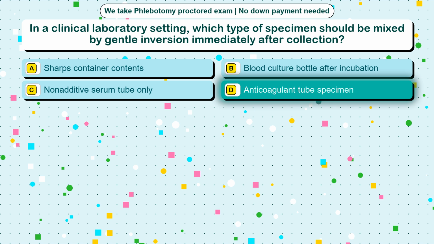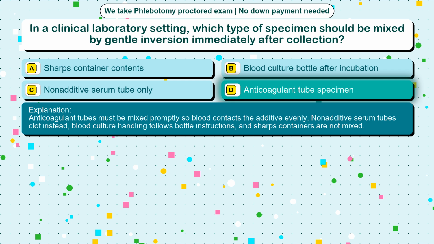The correct answer is option D. Anticoagulant tube specimen. Anticoagulant tubes must be mixed promptly so blood contacts the additive evenly. Non-additive serum tubes clot instead, blood culture handling follows bottle instructions, and sharps containers are not mixed.